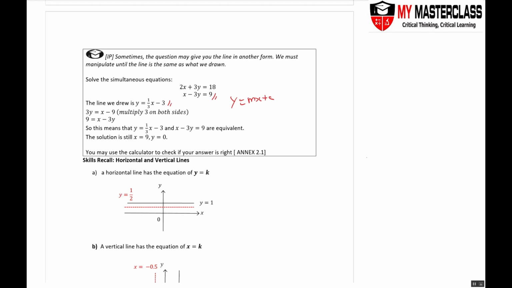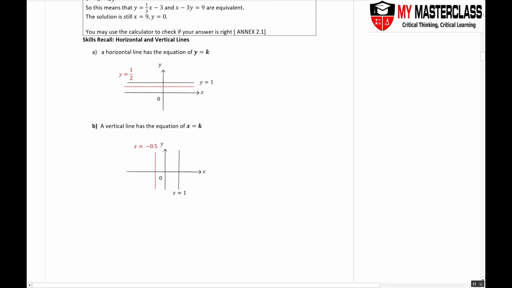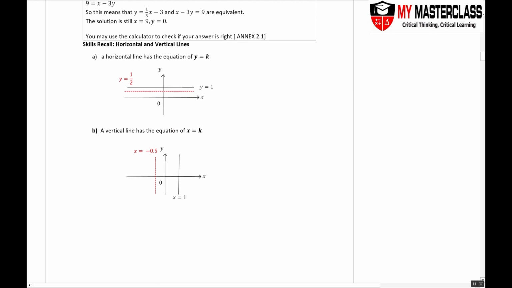Next, just a short recap on your horizontal and vertical lines. A horizontal line always has the equation y equals k. A vertical line always has the equation x equals k. This k can be any value, based on what the question requires.